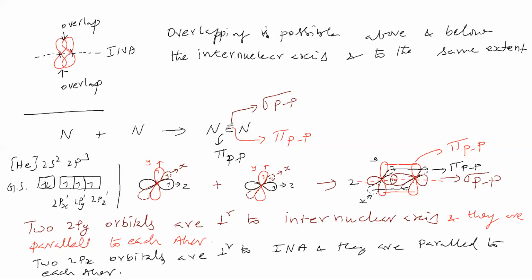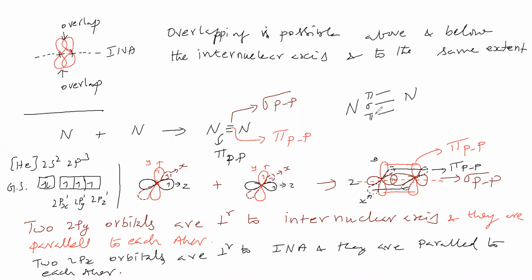So the nitrogen molecule contains 3 bonds. Out of 3, 1 is a sigma bond, the other 2 are pi bonds. These 3 bonds are called a triple bond. Now, the sigma bond we have to represent at the center, and the pi bonds up and down. So the sigma bond we represent at the center, and the pi bonds like this.